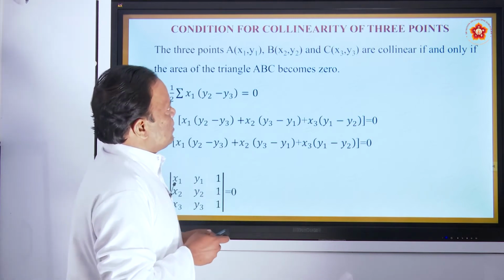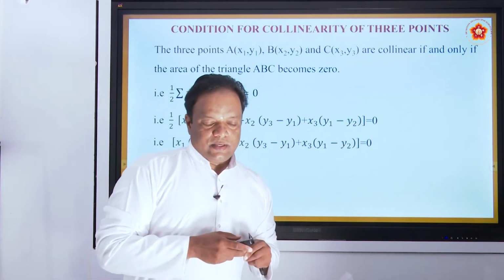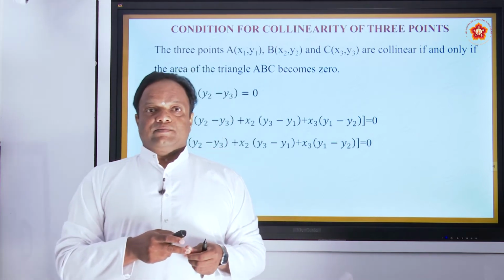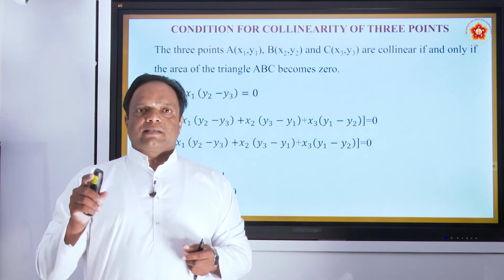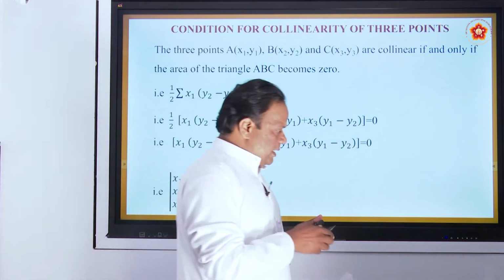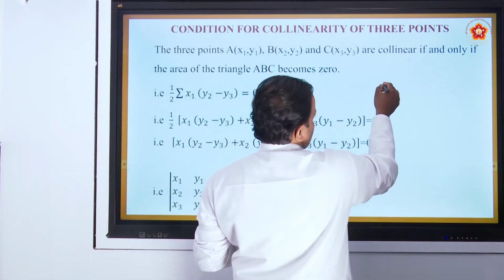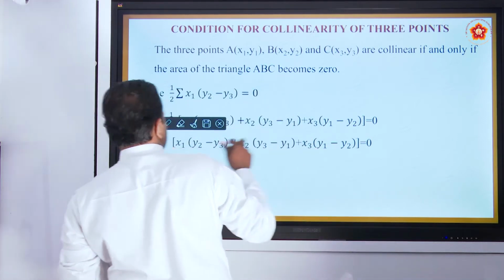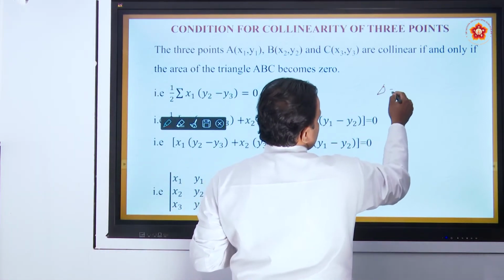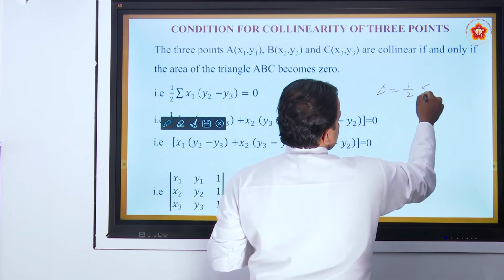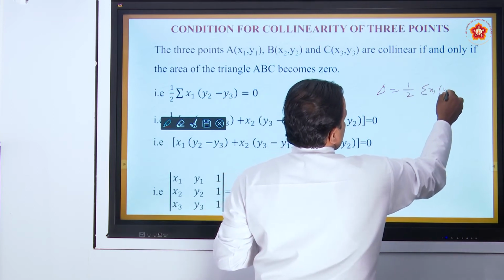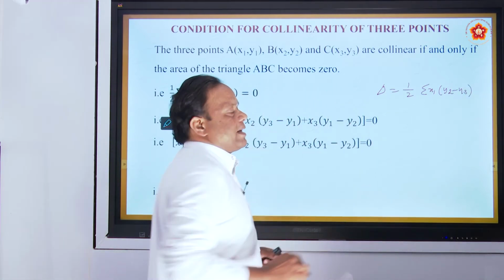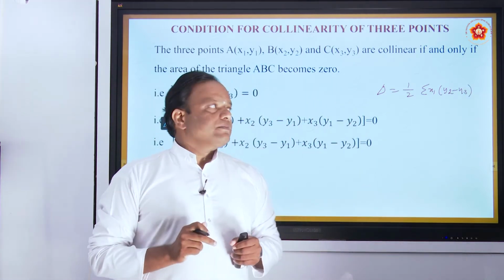So, condition for collinearity of 3 points. Last session we studied area of triangle. You know that the area of triangle, if the vertices are given, delta is equal to half summation of x1 into (y2 minus y3), correct? This is the area of triangle when the vertices are given.